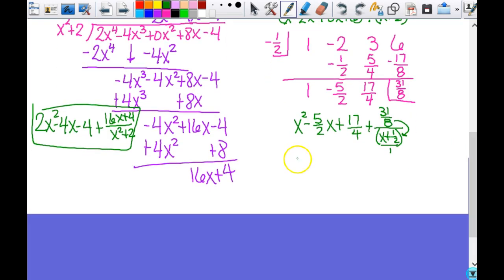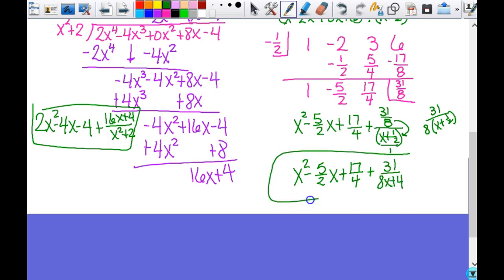So that means I'm going to get x squared. Let me just take care of this part right here first, so I don't have to rewrite that a bunch. So that's going to give me 31 over 8 times x plus 1/2. And then I can distribute that 8 in there. So this will give me x squared minus 5/2 x plus 17/4 plus 31 over 8x plus 4. There is my final answer from the synthetic division.